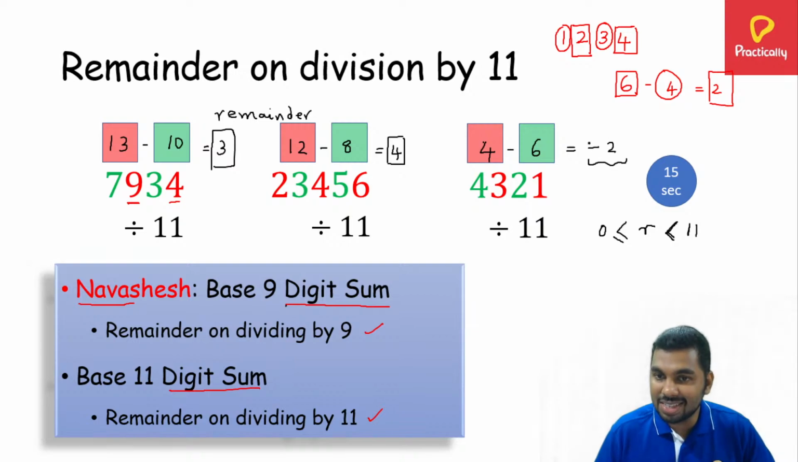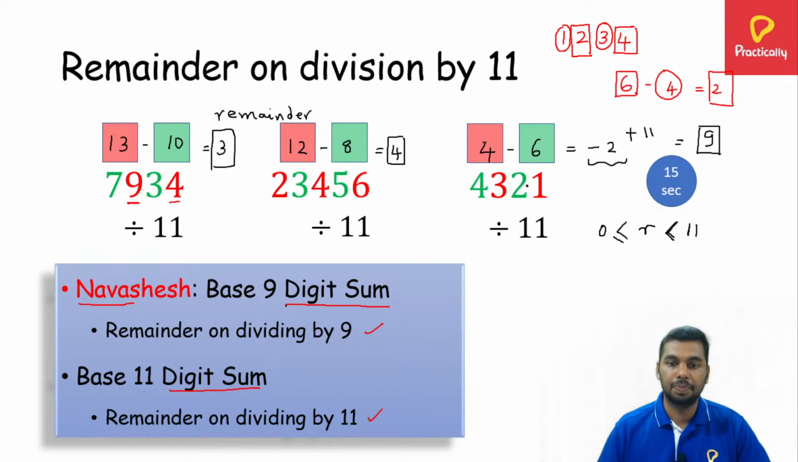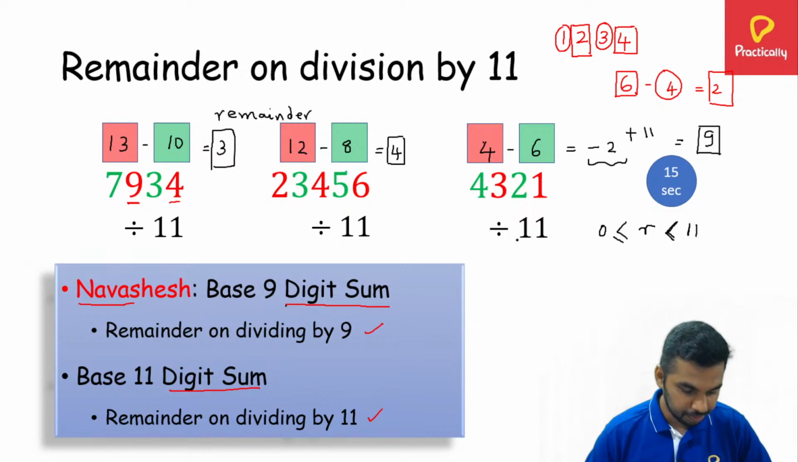Now in this case we have the remainder as minus 2. How do I make minus 2 positive? Yes. Whenever you want to make the remainder positive, you just add 11. So 11 plus minus 2 is equal to 9. So 9 is the remainder that you get after dividing the number 4321 by 11.